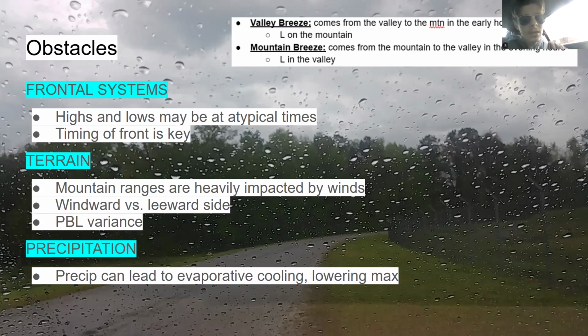Then for terrain, mountain ranges are heavily impacted by winds. Winds are going to change your high and low temperature. And it also depends on if you're on the windward or leeward side. There's also variance with the planetary boundary layer. And precipitation can change your temperatures. For example, if you have a lot of precipitation, that can result in evaporative cooling.